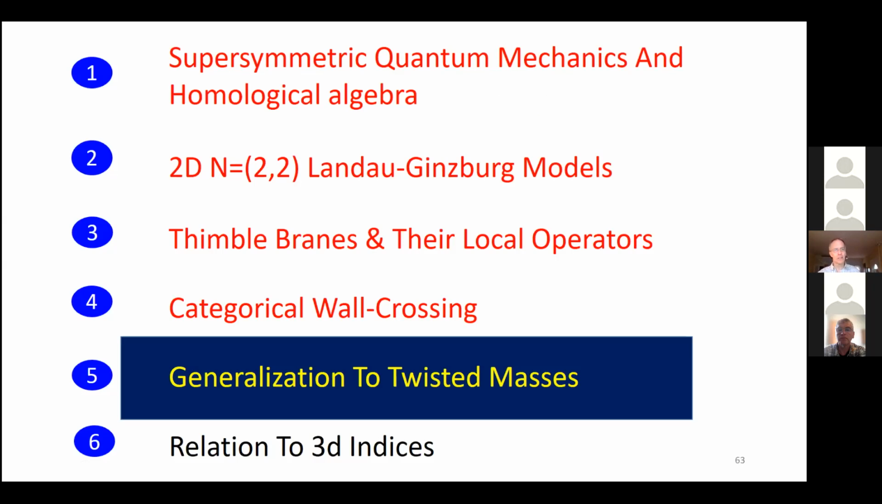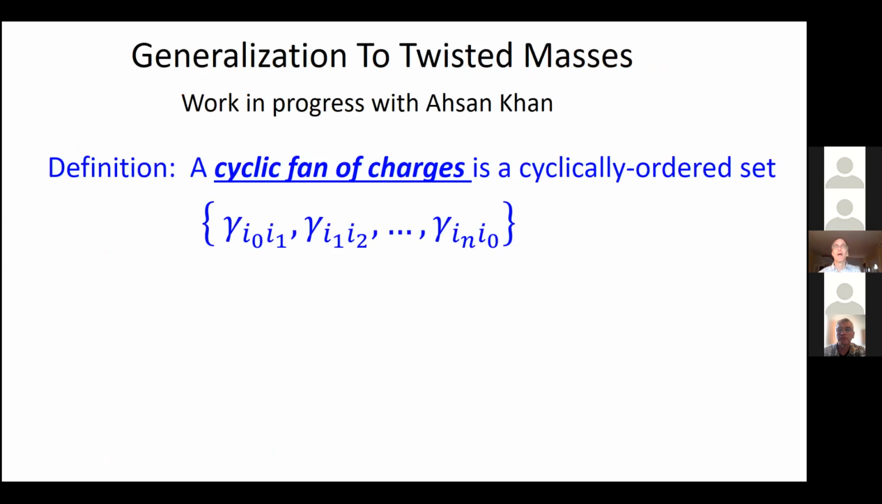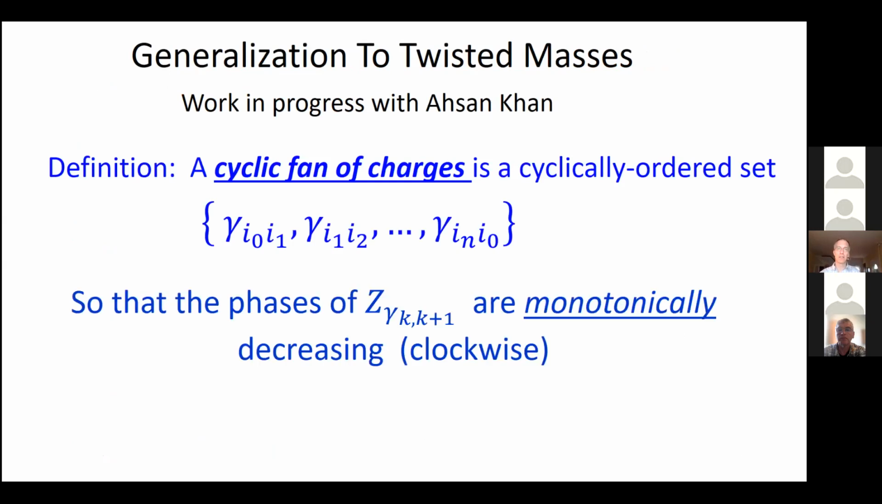Okay, so let me say just a few words about generalization to twisted masses. As I said, that's the work in progress with Ahsan. So we begin with a definition. Remember, in the case of twisted masses, we had these relative homology classes, which I'm calling charges. And we say we have a cyclic fan of charges if we have a cyclically ordered set of charges such that the phases of the corresponding central charges are monotonically decreasing. That is, they're going around clockwise in the complex plane.